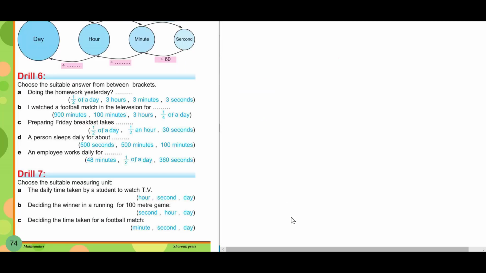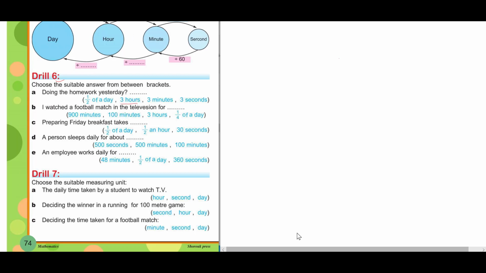Look at drill 6. Choose the suitable answer from between brackets. Letter A, doing the homework yesterday 3 hours. I watched a football match on the television for 100 minutes. Preparing Friday breakfast takes half an hour. A person sleeps daily for about 500 minutes. An employee works daily for half of day.